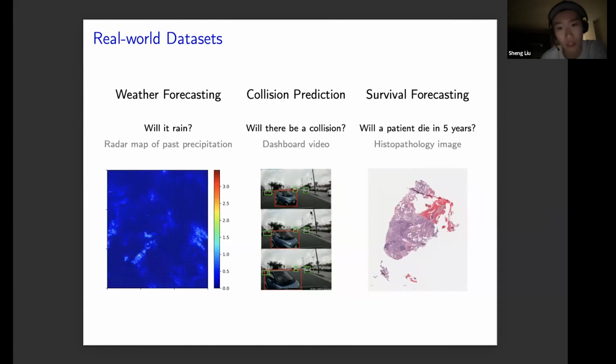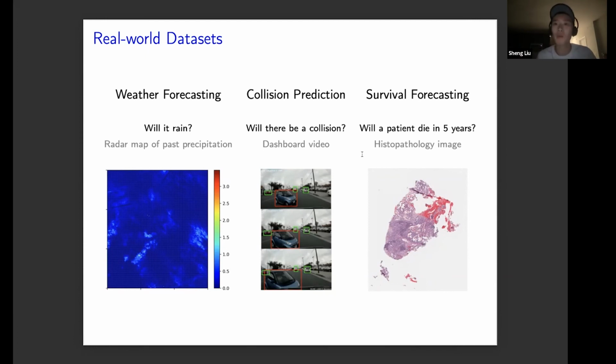We'll have a car collision. And as we also discussed, raised in the very beginning as an example, with this histopathology image, we want to predict the probability that a patient will die in 5 years. So it's actually a very practically useful problem from this point of view.